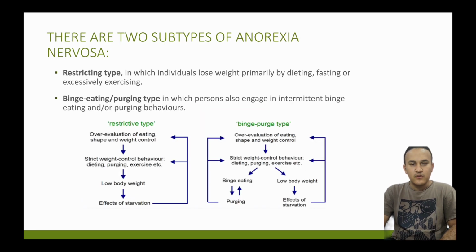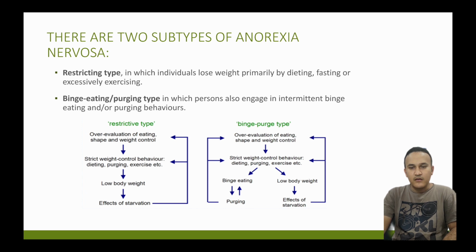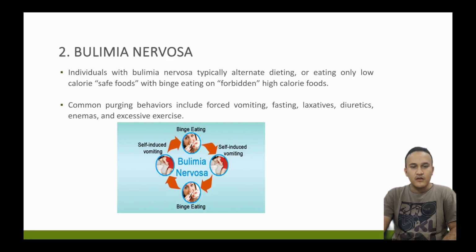There are two subtypes of anorexia nervosa. Number one is restricting type, in which individuals lose weight primarily by dieting, fasting, or excessively exercising. Number two is binge eating or purging type, in which the person also engages in intermittent binge eating and or purging behavior.